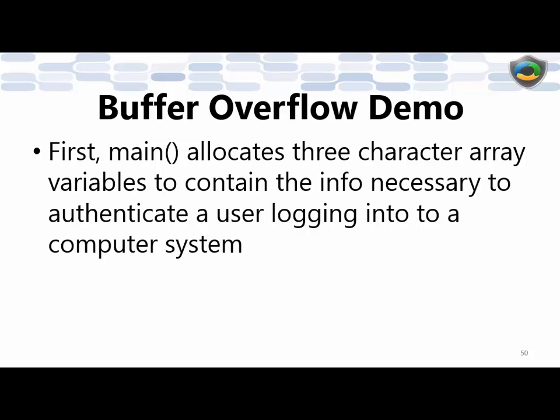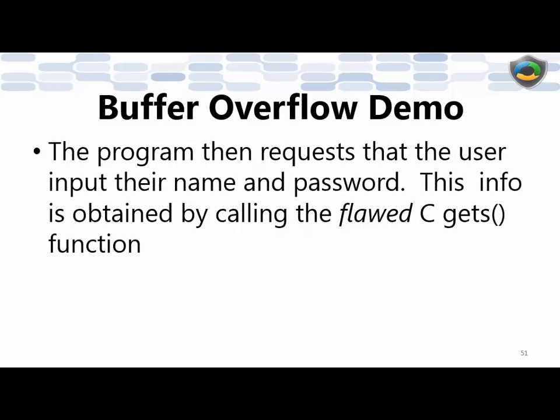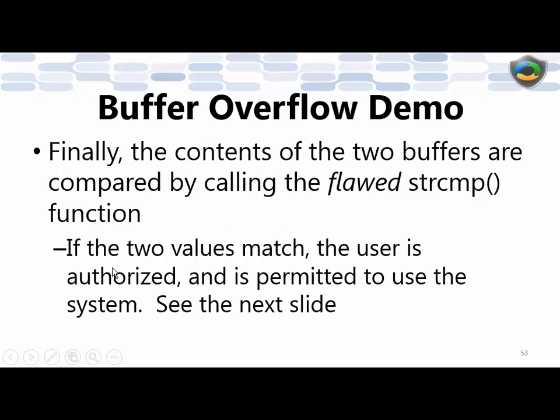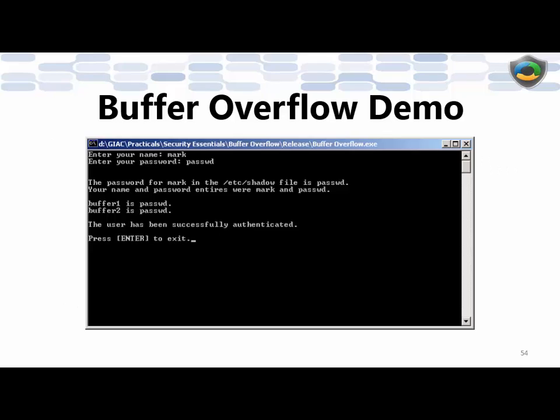So again, we've allocated our 3 character array variables. We then request that the user input their name and password. We use the gets function. Next, we authenticate, or attempt to authenticate, using the string copy function, which is also flawed. Finally, we use the string compare function, which is also flawed, to compare the contents of the 2 buffers. If they match, as it says, the user is authorized and is permitted to use the system.